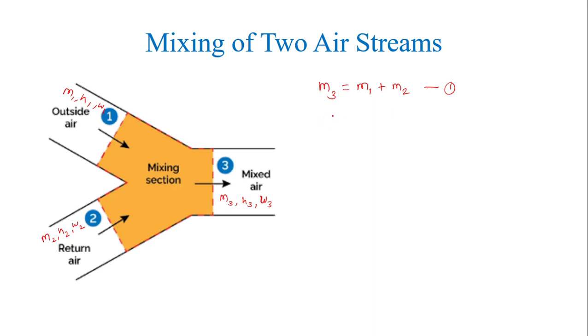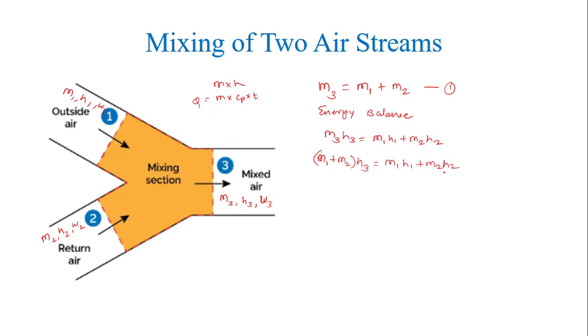Now for the energy balance, the outlet energy will be equal to the inlet energy. Here the outlet is 3, whereas the inlet is point 1 and point 2. For the energy balance, I can write m3 into h3. Here the energy is m into h, where h is m into Cp into T, which is the enthalpy, the energy Q. So m3h3 will be equal to m1h1 plus m2h2. I'll replace m3 from equation number 1, so it will be (m1 plus m2) into h3, equal to m1h1 plus m2h2.